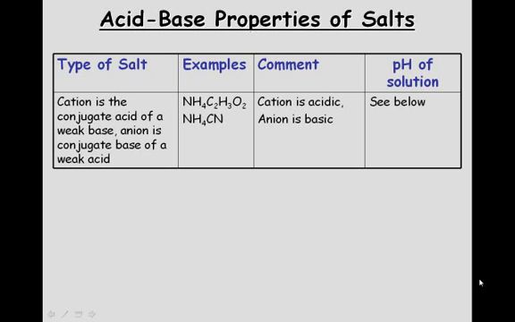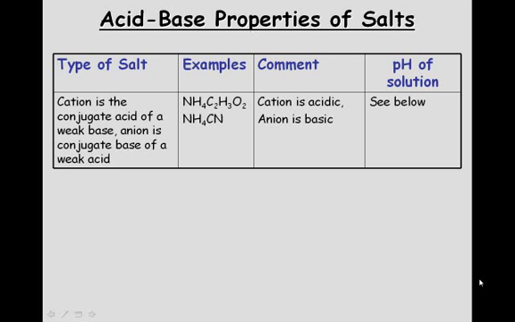Now the next group of salts are a little more challenging. This particular type of salt that you see on the screen, both parts of the salt interact with water. So the cation is the conjugate acid of a weak base, the anion is the conjugate base of a weak acid. So you're going to get interaction from both the cation and the anion. And then the pH is sort of dependent upon which is stronger. And we're going to look at 3 examples.